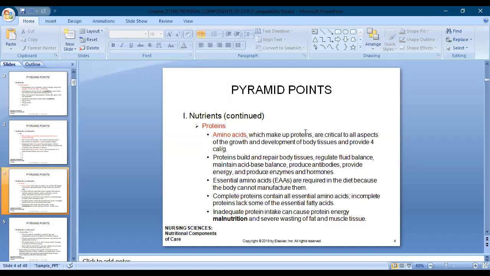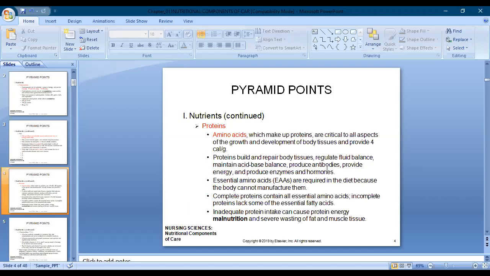Amino acids make the protein, and protein is critical to all aspects of the growth and development of body tissue. So I already said protein, or amino acids, are needed for tissue building. Protein builds and repairs body tissue, regulates fluid, and maintains acid-base balance. We have one big chapter where we will talk about acid and base. Protein is an important player to maintain acid-base balance and produce antibodies.